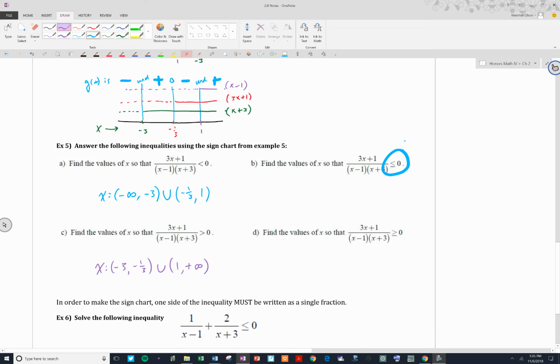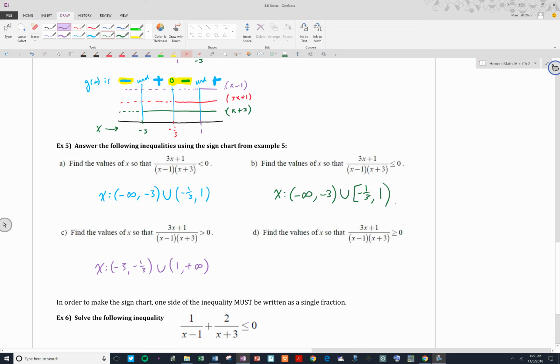is asking where is it less than or equal to 0. So that would be there, there, and there. Notice how we cannot include that negative 3 value because it's a vertical asymptote. X cannot equal negative 3. So we want our interval to be from negative infinity up until negative 3. Then from negative 1/3, including that negative 1/3, because it can equal that, it's up in the numerator, all the way up until 1.